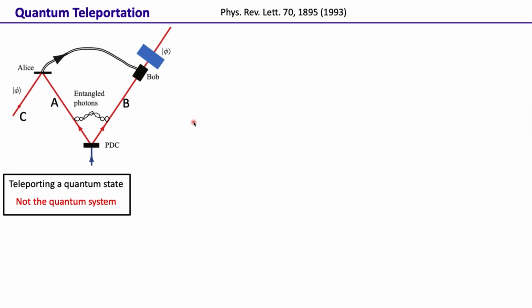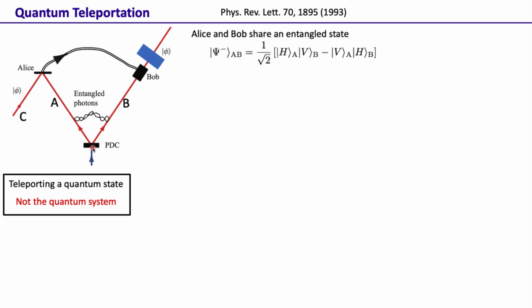Okay, so with that, let's start with the teleportation protocol. Here we have Alice and Bob sharing an entangled state, and here we are showing PDC. Maybe that's just one example of where these photons can come from. So Alice and Bob share this particular polarization entangled state HV minus VH. That is the psi minus.